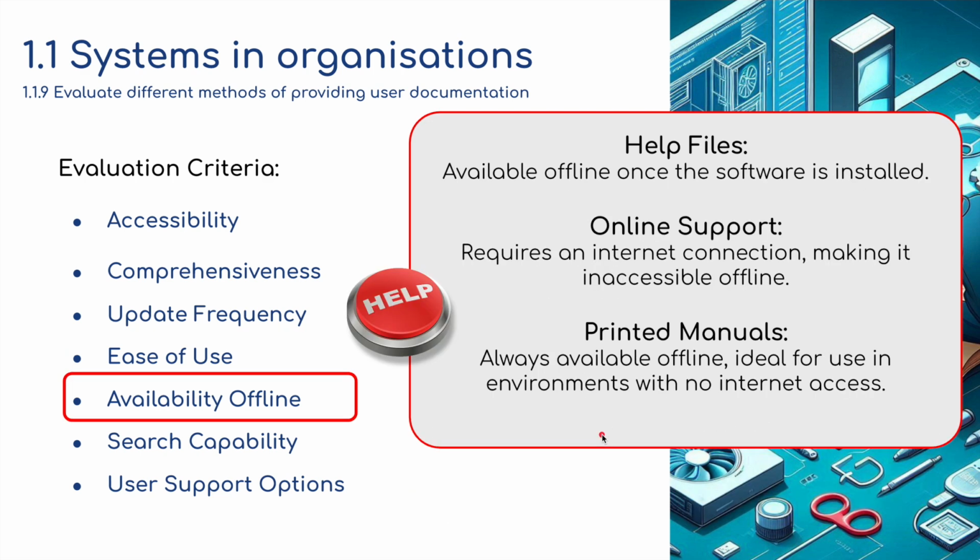The availability offline. Available offline once the software has been installed, obviously for help files. Online support, well, we require an internet connection for this, so it's completely inaccessible. Printed manuals, always available offline, as long as you know where you've put them. It's ideal for an environment where we might not have any internet access, any internet connection.